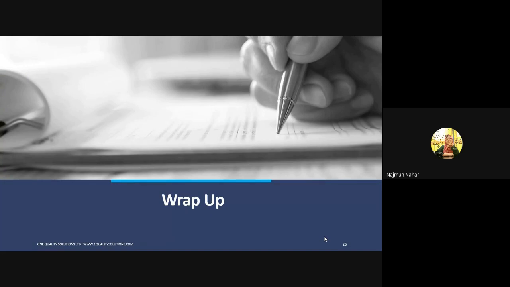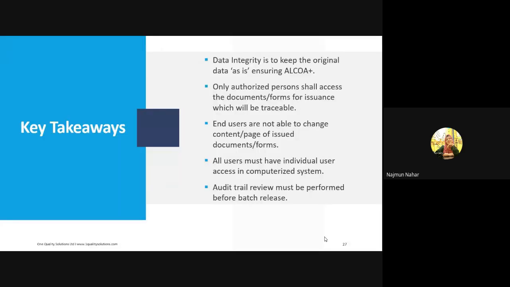Let's summarize today's webinar. Data integrity is to keep the original data as is, ensuring ALCOA Plus. Only authorized persons shall access the documents or forms for issuance, which will be traceable. End users are not able to change content or pages of issued documents or forms. All users must have individual user access in computerized systems. Audit trail review must be performed before batch release.